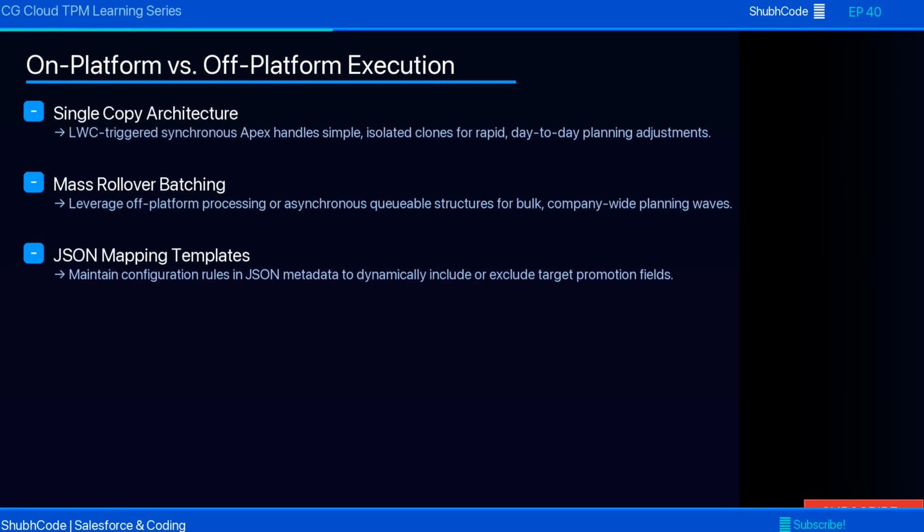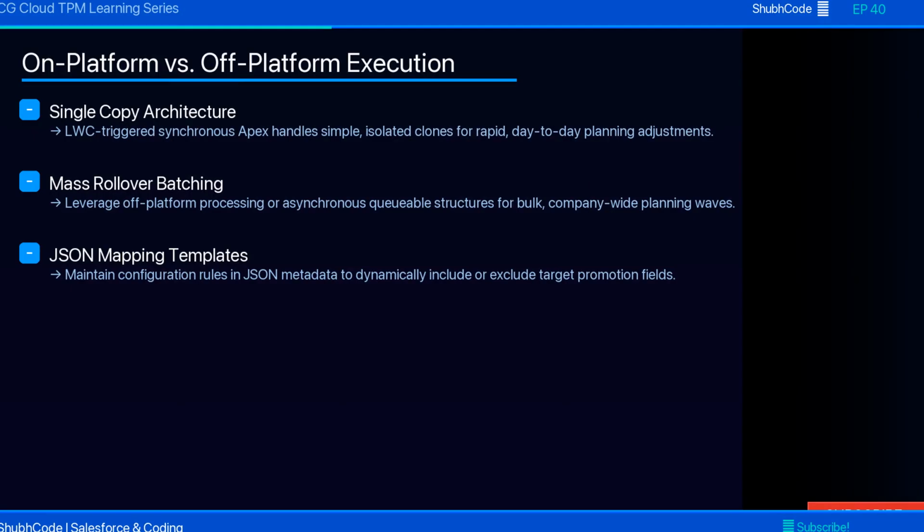Now, you might ask, should we use the off-platform processing services or native Apex to clone these records? For single promotion copies initiated by an account manager, we invoke a lightweight Lightning Web Component that triggers an on-platform copy. But for massive year-over-year batch rollovers, we offload the heavy lifting to our middleware or a specialized queueable Apex pattern. We write a custom mapping class that reads JSON configurations of our promotion templates, preventing heap size limits when handling hundreds of nested records simultaneously.